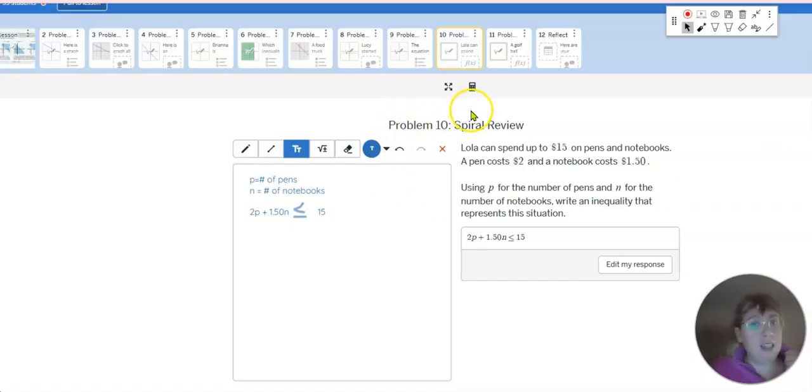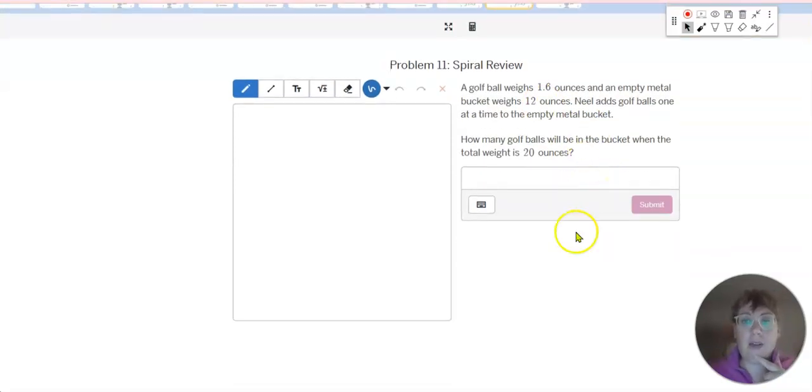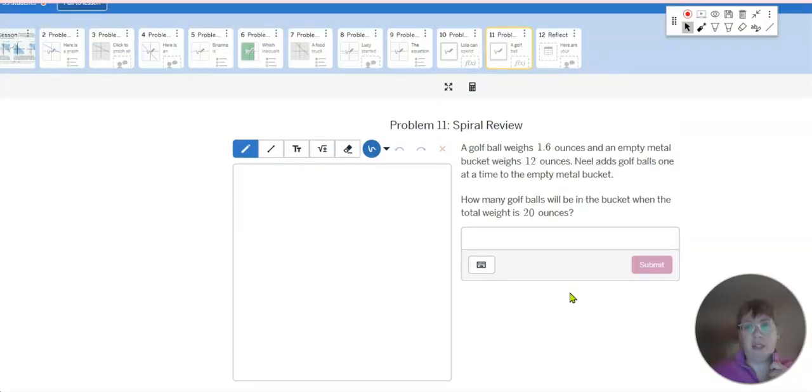And then finally, on slide 11, problem 11, a golf ball weighs 1.6 ounces and an empty bucket weighs 12 ounces. Neil adds golf balls one at a time to the empty metal bucket. How many golf balls will be in the bucket when the total weight is 20 ounces? I'm going to leave y'all to try and work through this one on your own. Check your answer on the reflect side.